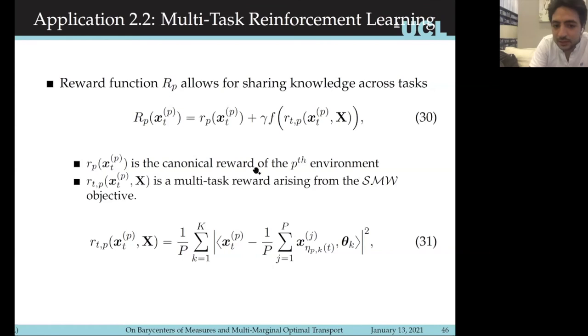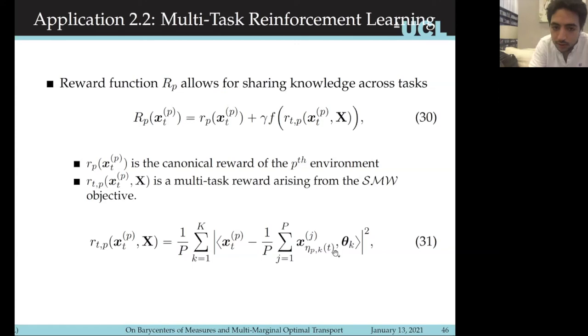In our setting, each of the agents has a reward function, which is a sum of two things. The first thing is the canonical reward of the environment. It's basically the normal reward it would get for the canonical task in the environment. That's what you have in normal single task RL. And this term is a multitask reward, which is not based on rewards coming from the environment. It's just looking at how close the states of the agents p are to the states of the other agents. And that term comes from the slice multi-marginal Wasserstein objective, as I'm going to show in the next slide.